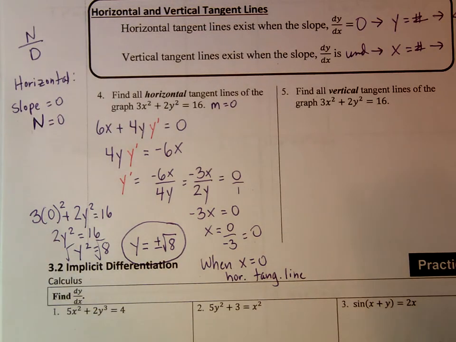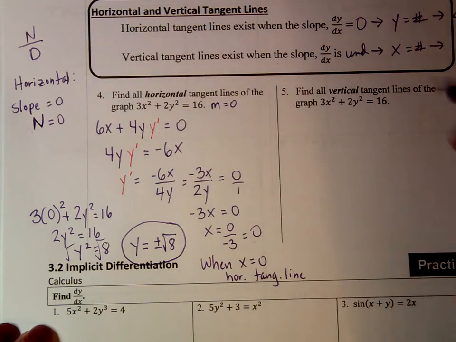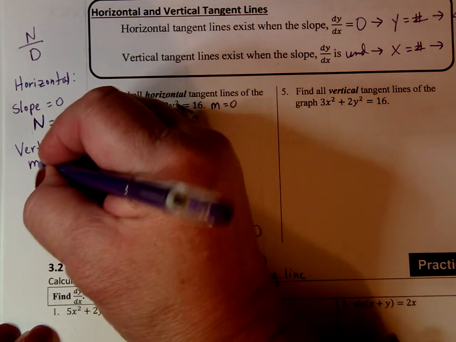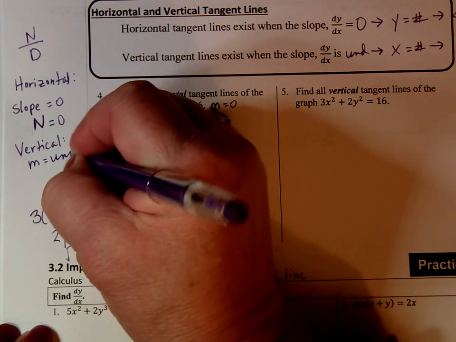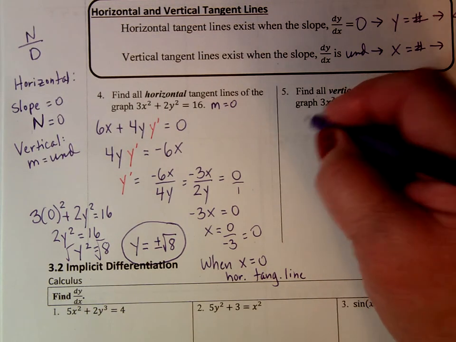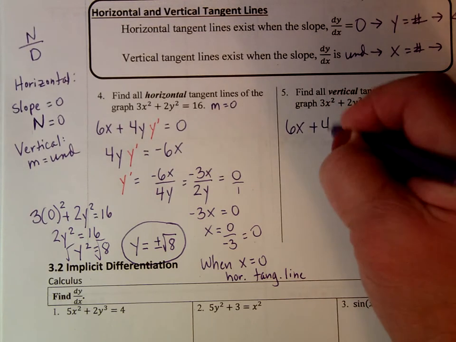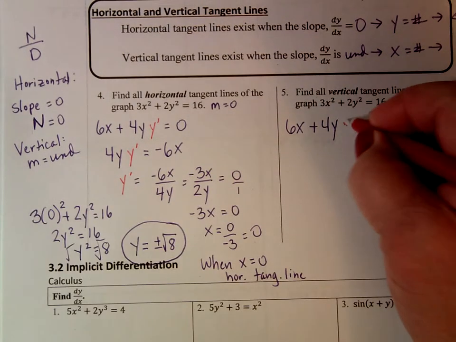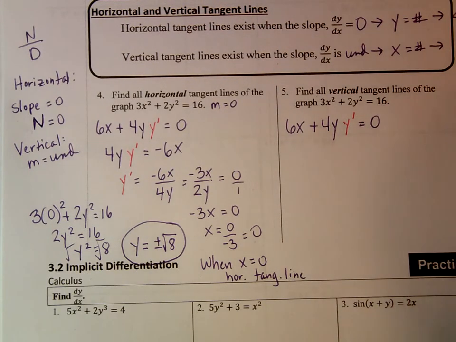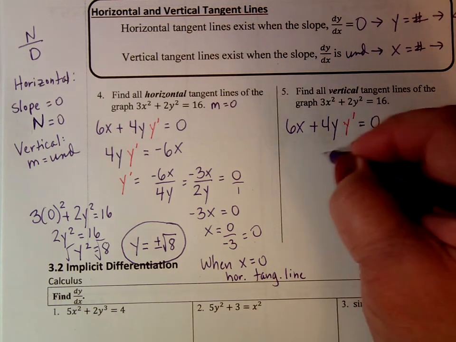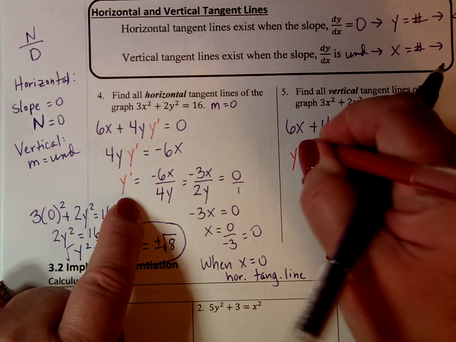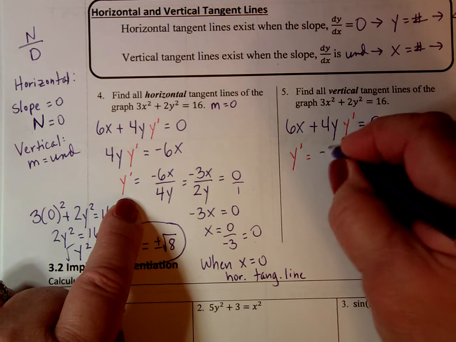All right, vertical tangent lines. If I am vertical, then I know my slope is undefined. Let's check this out. Same question, actually. So I take that same 6x plus 4y, y prime, equals 0, derivative of 16. So I get the same deal. I don't have to redo the work, right? I know that y prime equals negative 3x over 2y.